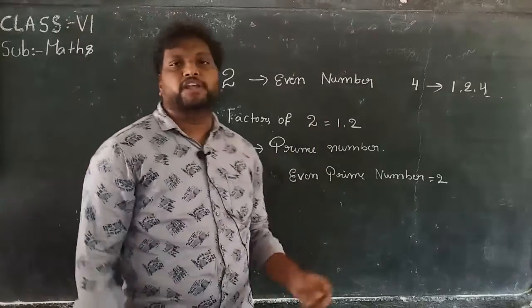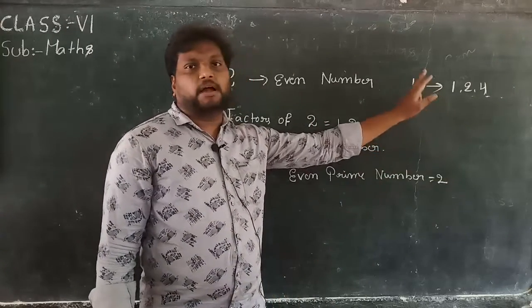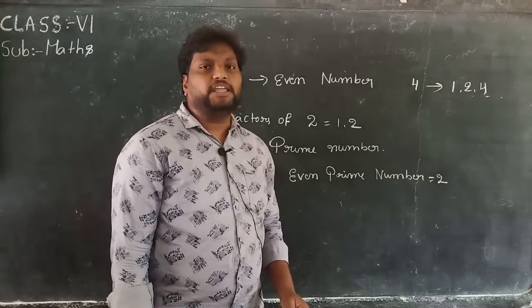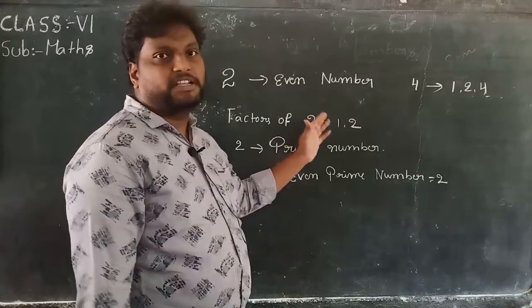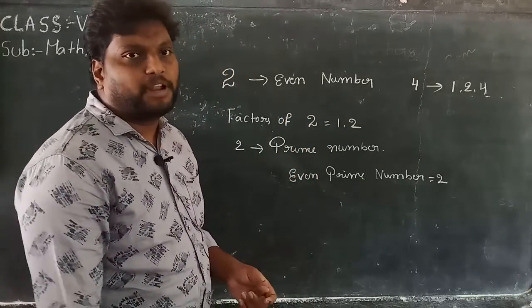Not only 4, take any even number and we will compulsorily get the common factor 2. Why? Because 2 is a common factor of every even number. That's why every even number is not a prime number except 2. 2 is the one and only even prime number.